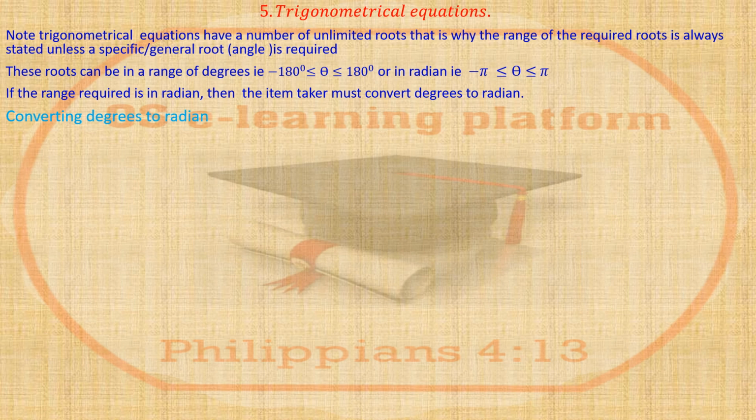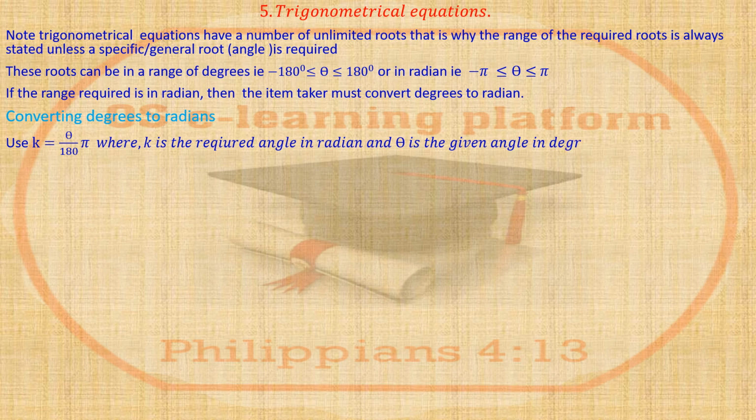I'm using one or two examples here, then the task will be yours. Converting degrees to radians. Of course, I use this simple formula. K is equal to theta over 180 times pi, where K is the required angle in radians and theta is the given angle in degrees. I try this example. Now, if the given angle in degrees is 45, I want K. Where theta is, I just put 45 and I press. It is better to leave your answers in fraction unless otherwise.